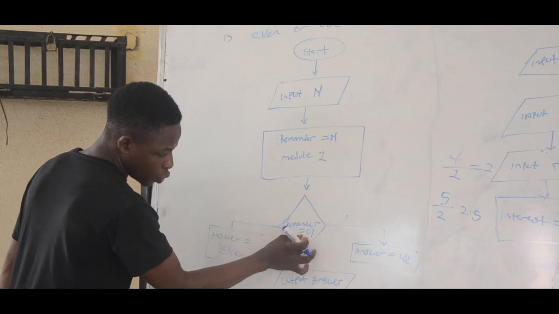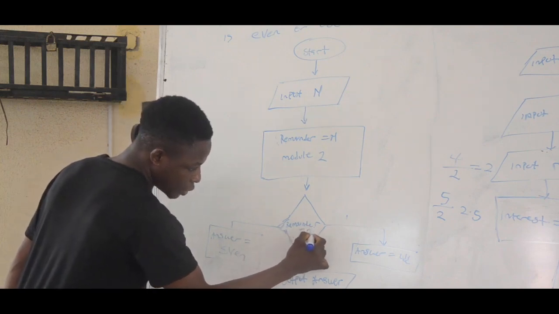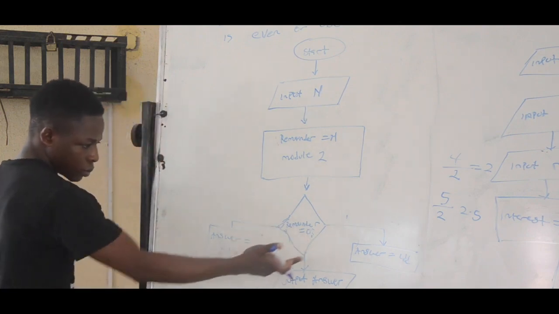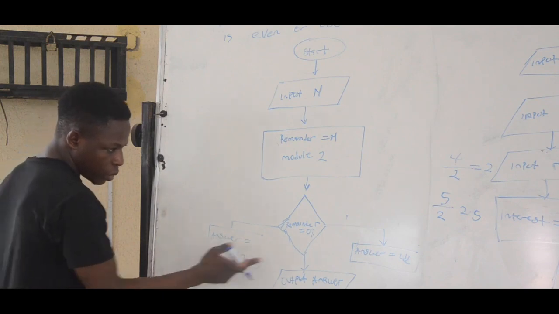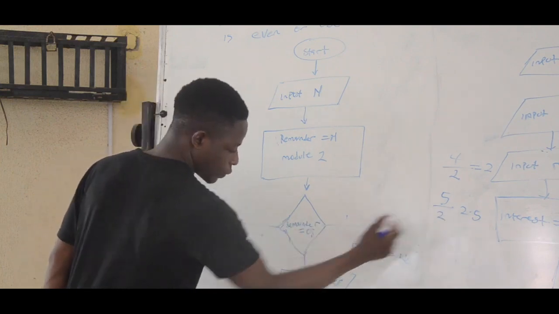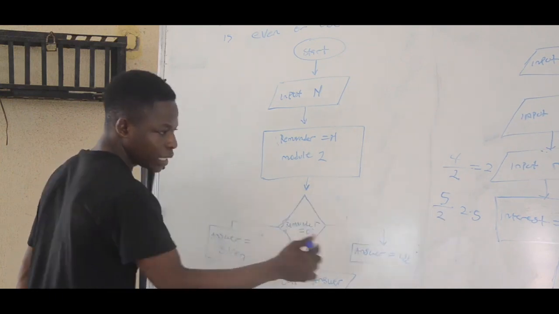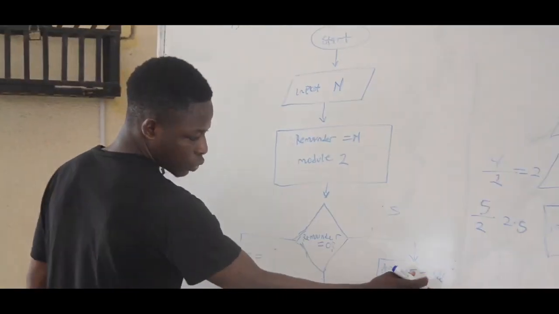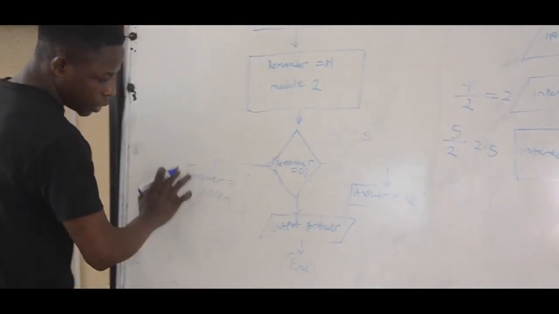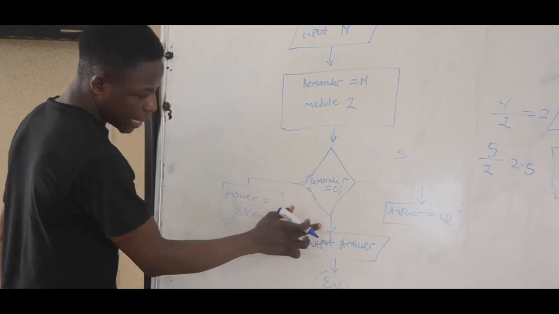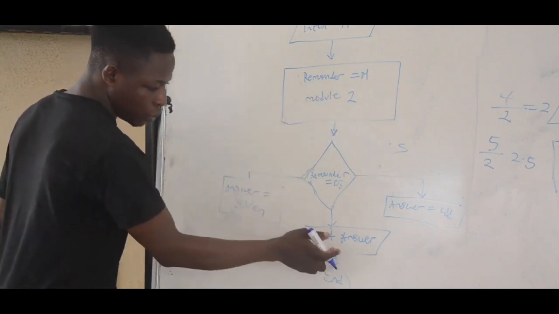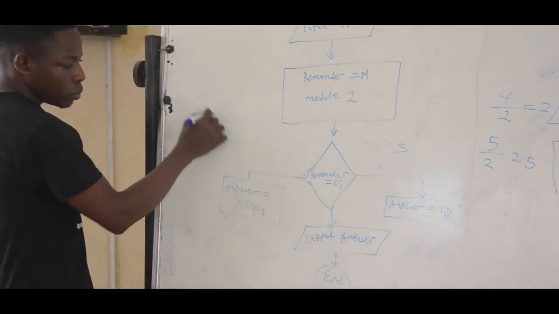So if remainder equal to 0, we put a question mark here. Is the remainder equal to 0 or not? If the remainder equals 0, this will come here: answer equal to even. But if the remainder is something like 2.5, that's not 0, as in there is something left, there is 0.5 left. So that's why the answer will be odd. And whether it comes here or here, the result will flow down here. When it reaches a branch, any decision that the program made will be here.